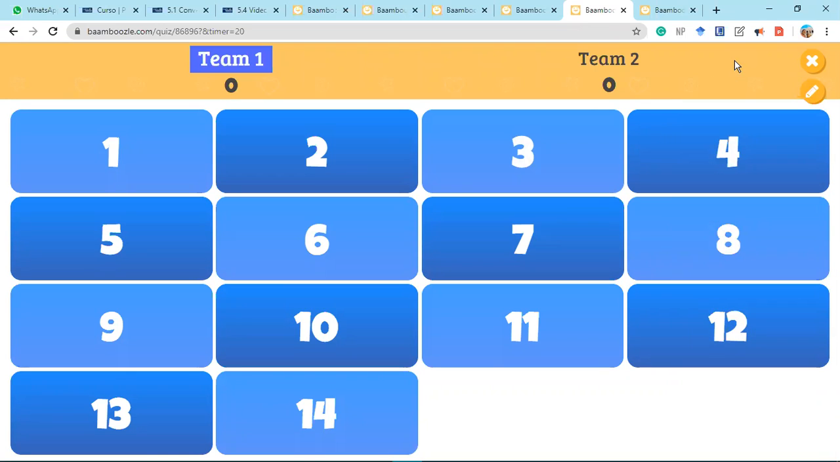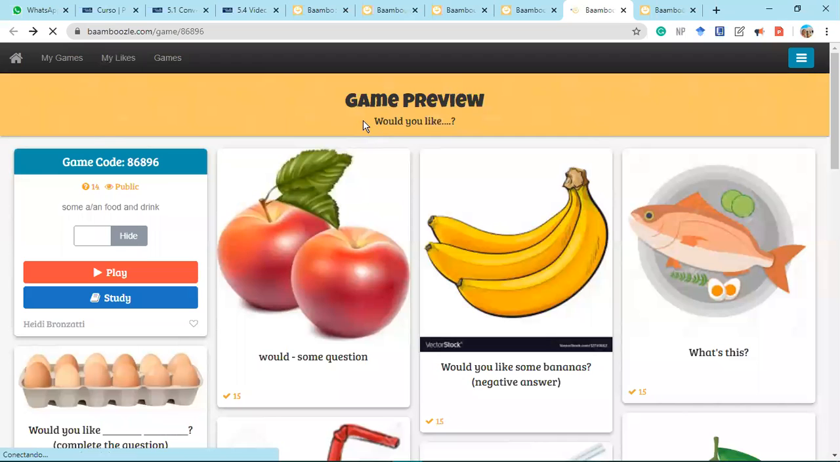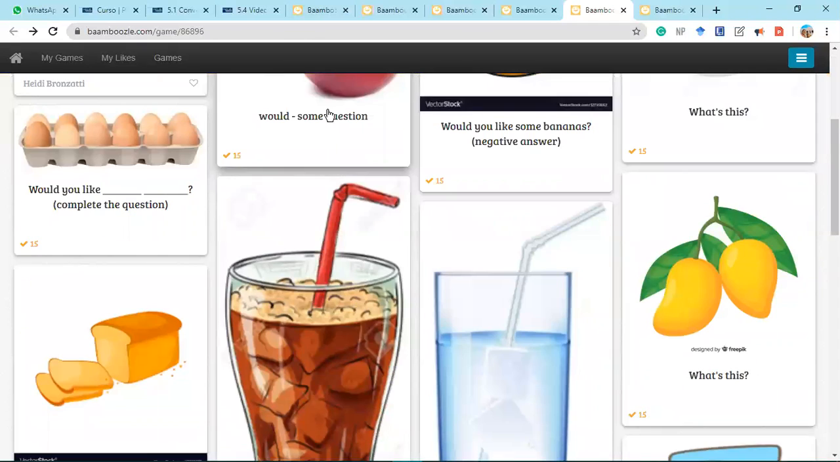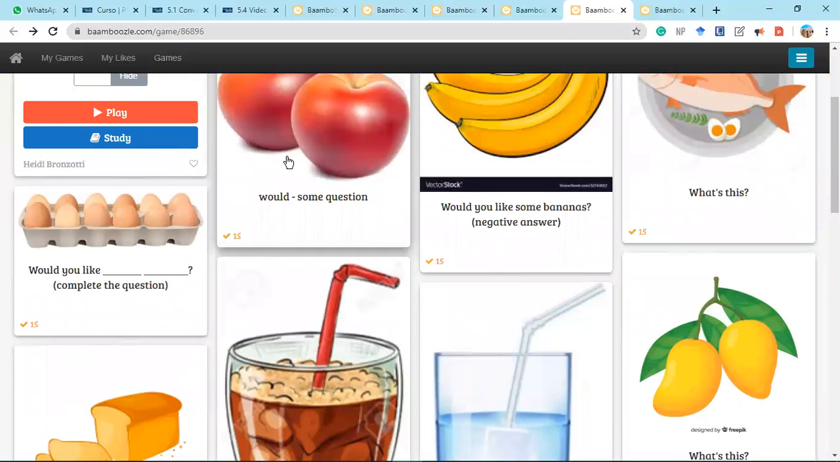Last class we were talking about invitations or offering something. Would you like, remember? We were talking about would you like to go. So let's play this game. There are some instructions here. For example, in some cases you have to make a question like this: Would you like some apples?